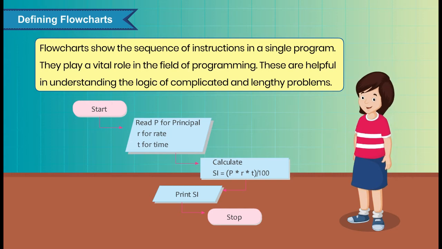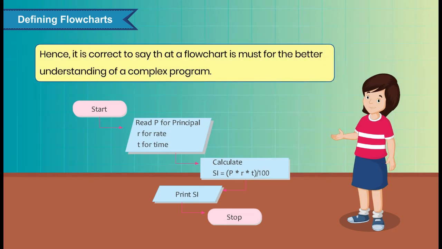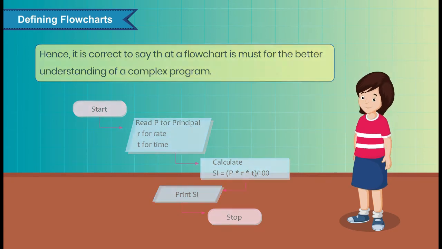Flowcharts show the sequence of instructions in a single program. They play a vital role in the field of programming. These are helpful in understanding the logic of complicated and lengthy problems. Once a flowchart is drawn, it becomes easy to write the program in any high-level language. Often, we see that flowcharts are helpful in explaining the program to others. Hence, it is correct to say that a flowchart is a must for the better understanding of a complex program.